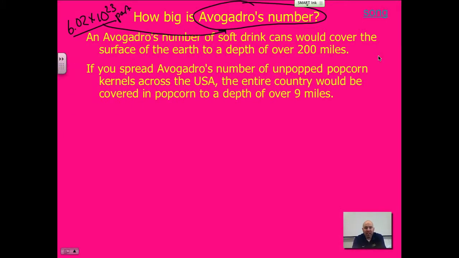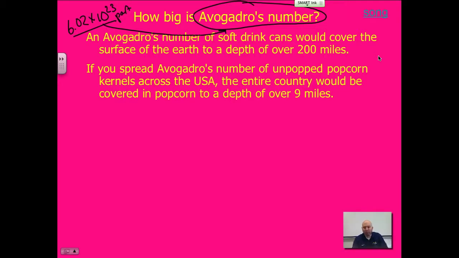Ridiculous number. If you spread that many, 6.02 times 10 to the 23rd, unpopped popcorn kernels across just the US, the entire United States would be covered in popcorn to a depth of over 9 miles. Think about how many popcorns you would have to get to 1 mile over the entire United States.